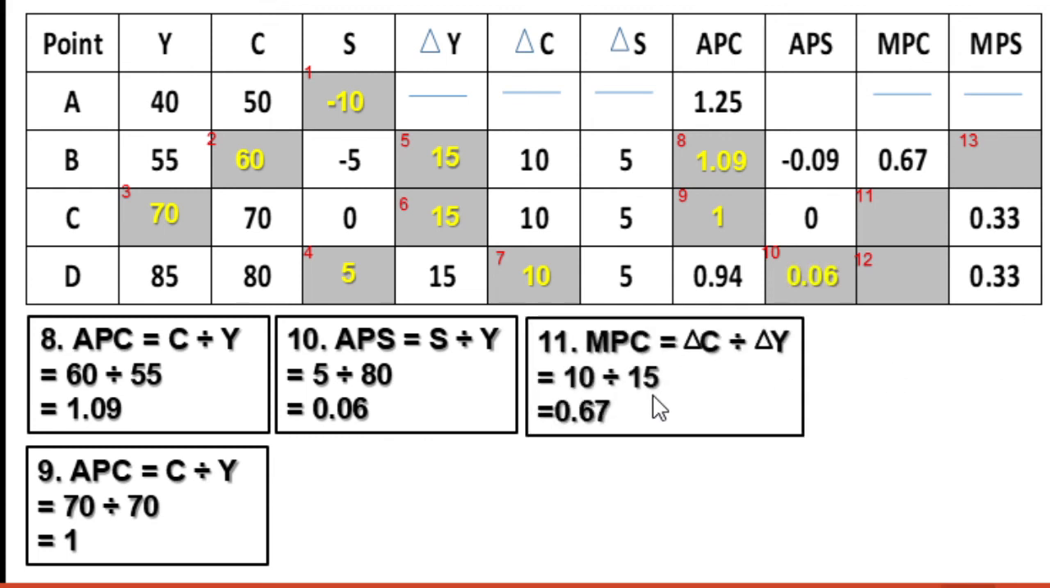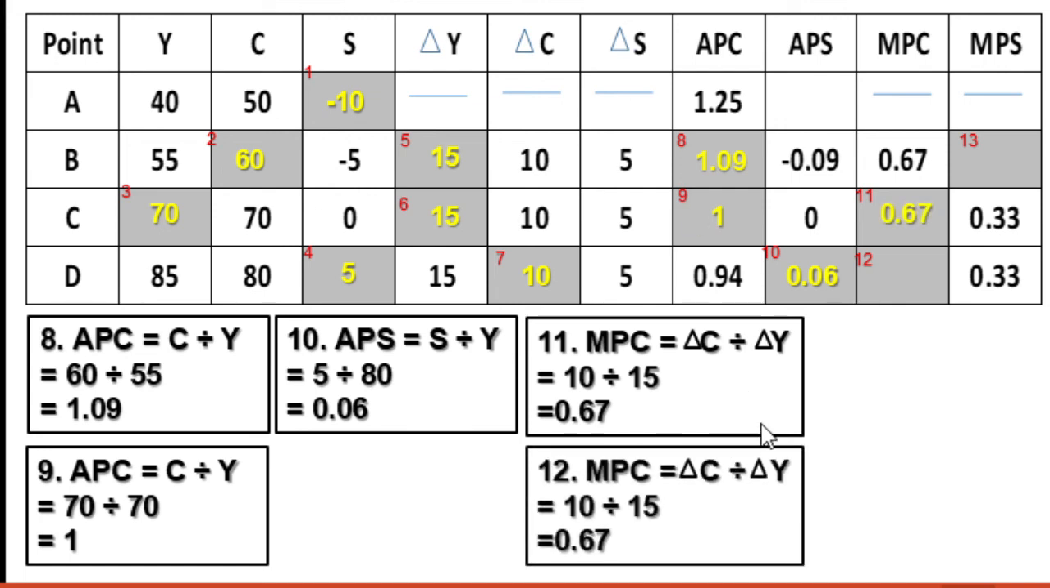Let us have number 11. The missing data is MPC. So we will be using the formula change in consumption divided by change in income. That is point C. So we have the change in C, which is 10, divided by the change in Y, which is 15. And then we come up with 0.67.